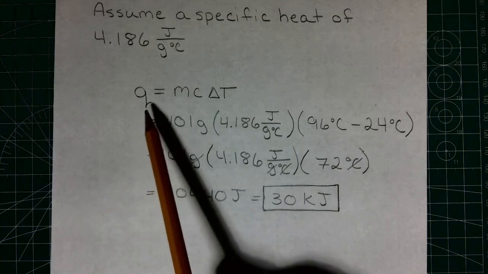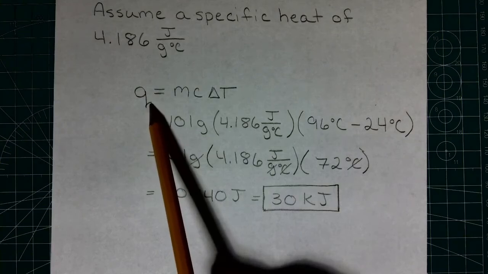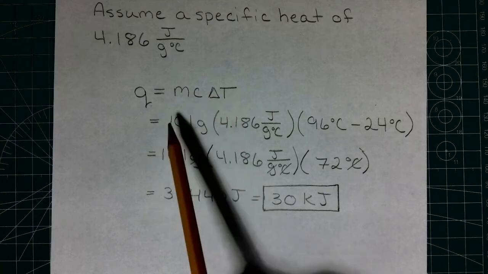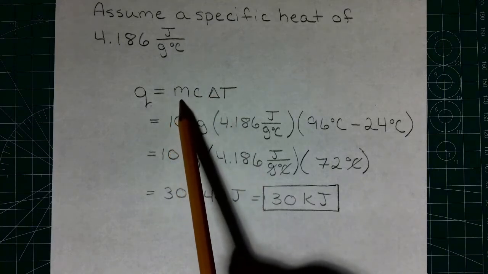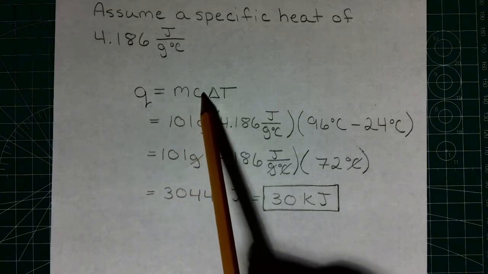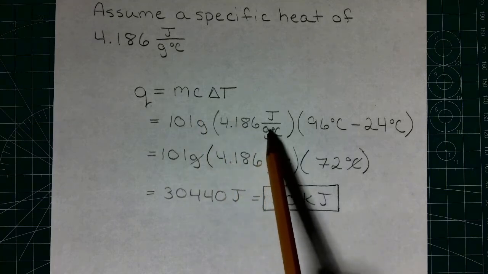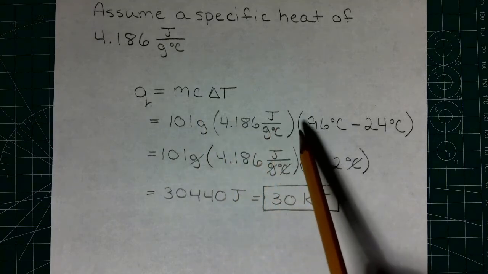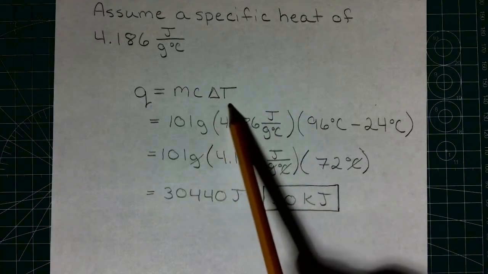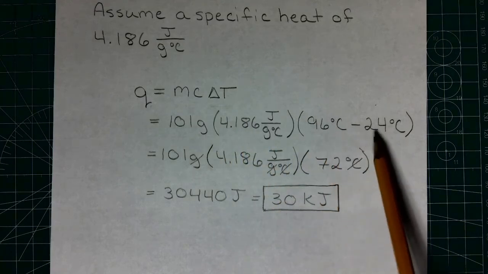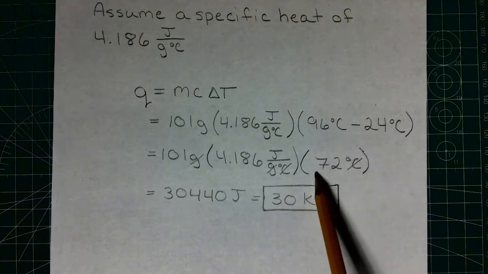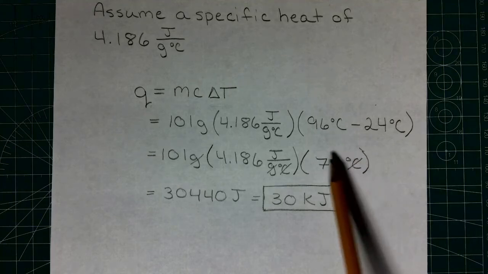So we have our equation here where heat is going to equal the mass times the specific heat times the change in temperature. The mass of the tea was given to us in the problem as 101 grams. The problem told us that the specific heat we're going to use is 4.186 joules per gram degree Celsius. And then we have our delta T, and we saw in a video previously that that would be the final temperature minus the initial temperature. If we do this subtraction, we see that it rose 72 degrees Celsius.